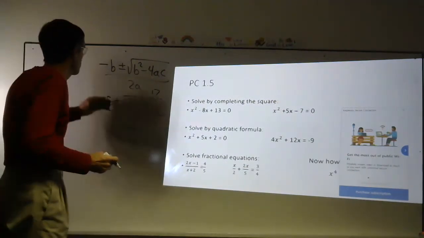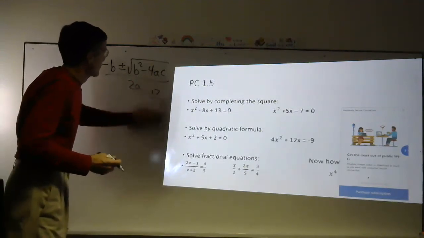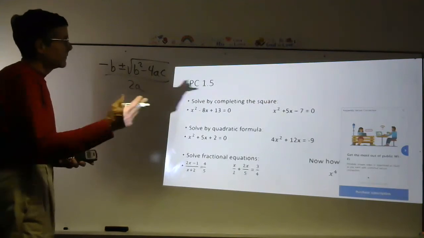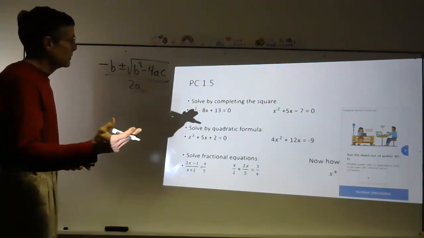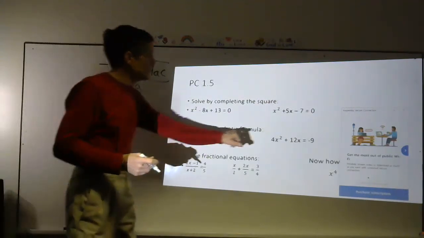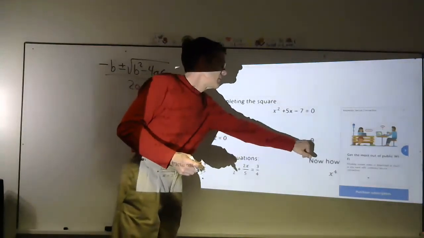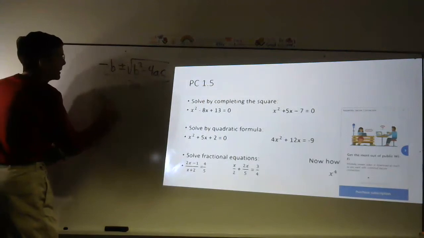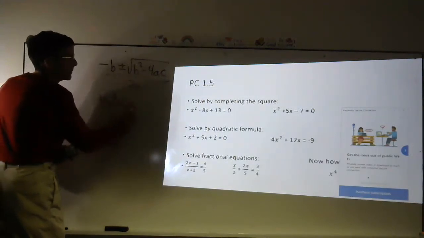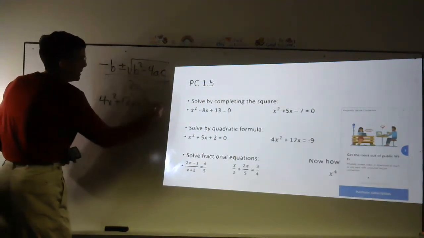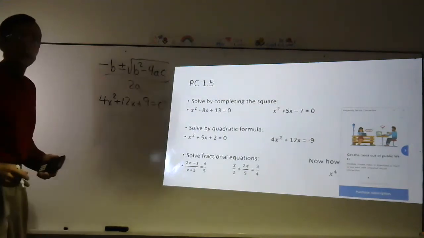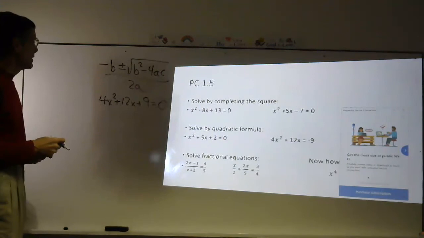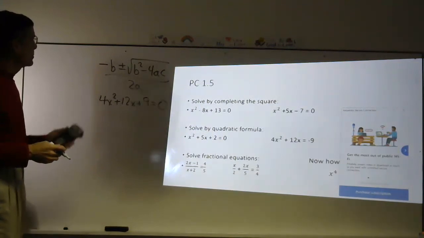Solved by the quadratic formula. Okay, got to bring the 9 over. Got to have 0 on one side. So your A is 4, your B is 12, your C is a positive 9. Let's write that. 4x squared plus 12x plus 9 is 0. Do you see how you can take a 3 out? I'm going to divide. Oh, can't take a 3 out of 4. Sorry. Let's do the quadratic formula.